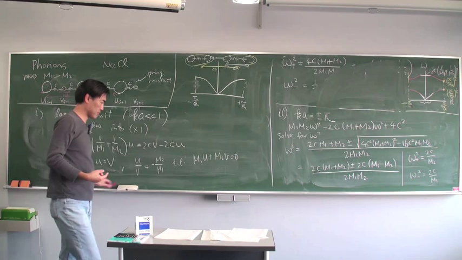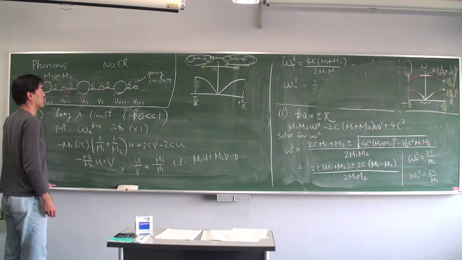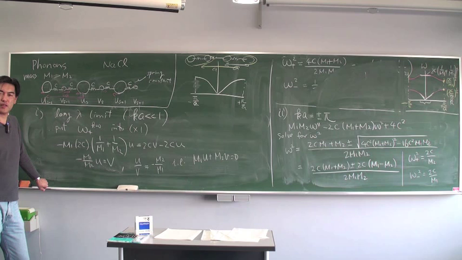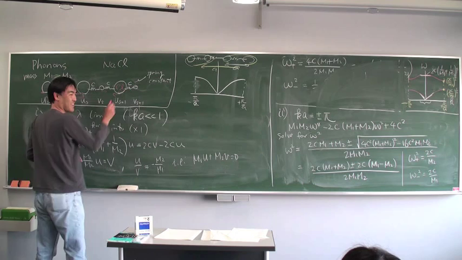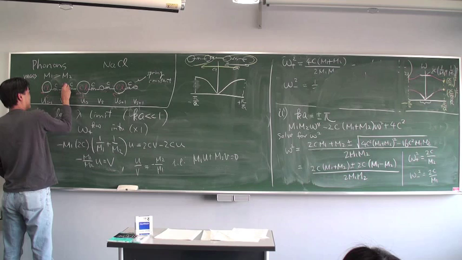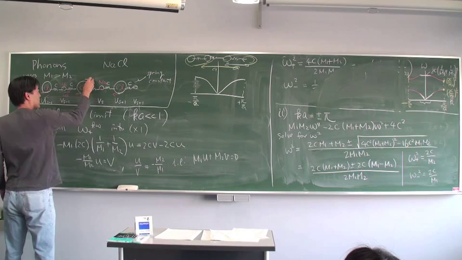When can you excite this kind of mode? Let's say this is NaCl. Which is heavier, sodium or chlorine? Chlorine is heavier. Okay, if you say so, then this is chlorine, and this is Na. Then this is minus, and this is plus. This is minus, this is plus, this is minus.